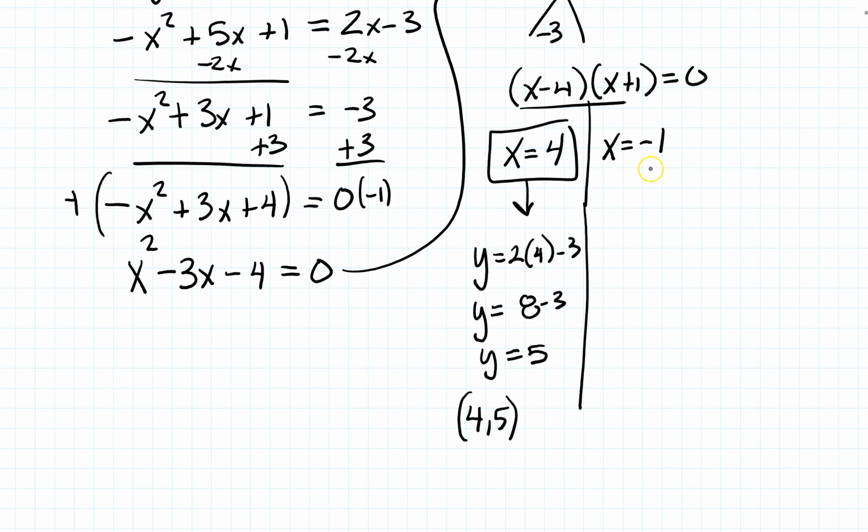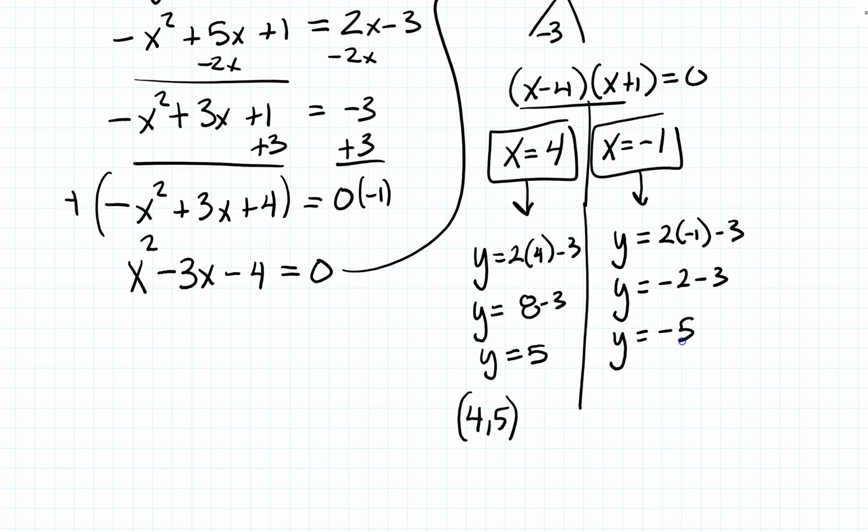There's another one though. If x is equal to negative 1, then I can substitute back into my linear equation. So it would be 2 times negative 1 and then minus 3. So y would be negative 2 minus 3. So y would give me negative 5. So I would get (negative 1, negative 5).